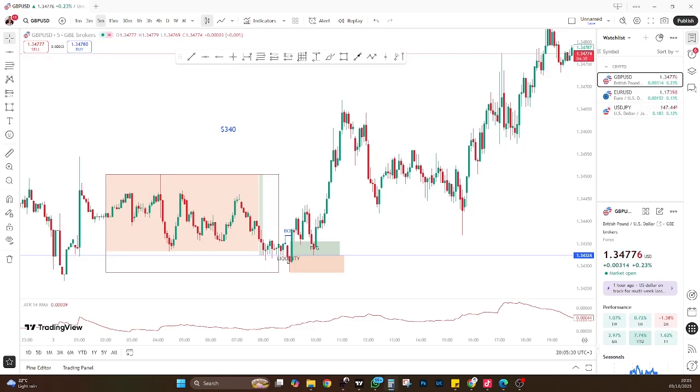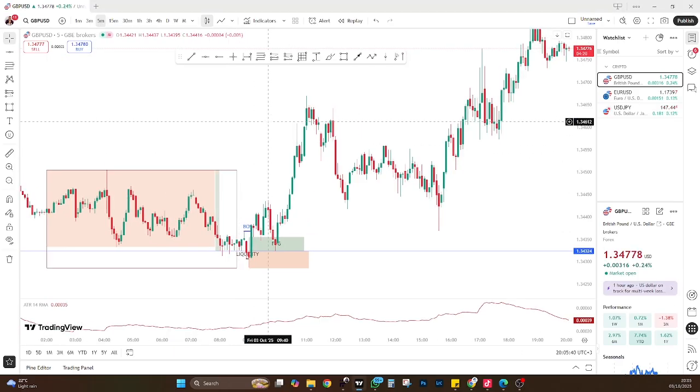$340 times 130. That is 44,000. Hiyo ni mshahara ya manager wa Equity. 40,000. Manager wa Equity mwezi mzima wewe umeuma na wana.